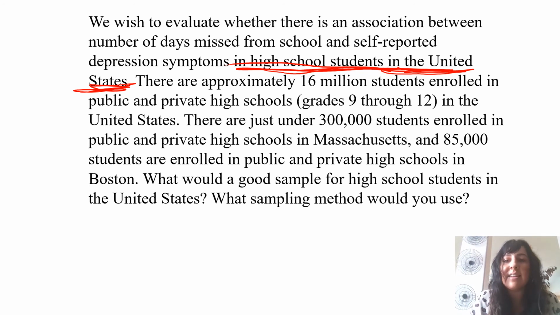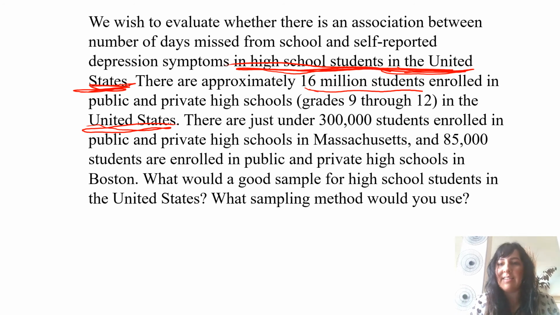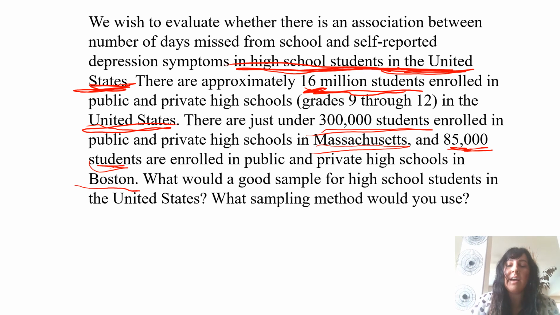There are approximately 16 million students enrolled in public and private schools, grades 9 through 12, in the United States. That's pretty much what we're dealing with. We need a sample from this 16 million, so keep that in mind. There are just under 300,000 students enrolled in private and public high schools in Massachusetts, but that's just one state. And there are 85,000 students enrolled in public and private schools in Boston, one of the cities of the United States. So what would a good sample for high school students in the United States be, and what sampling method would you use?